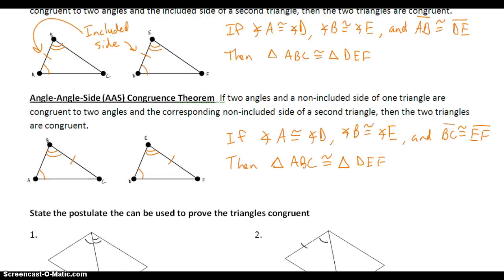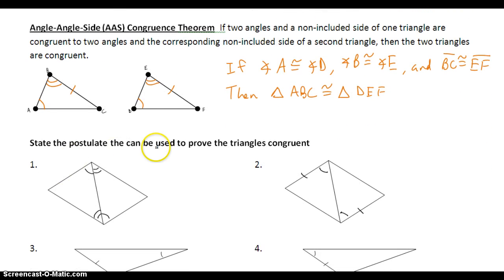Let's look at some examples. State the postulate or theorem that can be used to prove the triangle is congruent. Well, in this first example, we have a pair of congruent angles, a second pair of congruent angles, and we need one more piece of information. And in this case, it's this shared side. It's this reflexive side. So this example is angle, side, angle. The side is between my pairs of congruent angles.